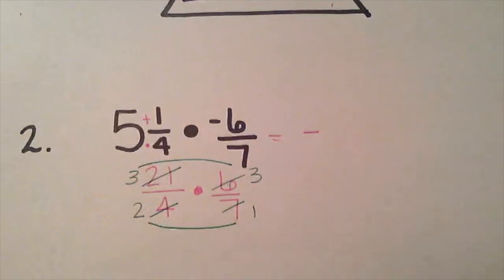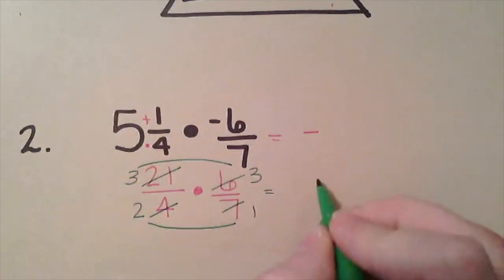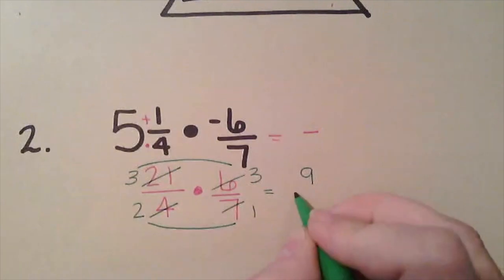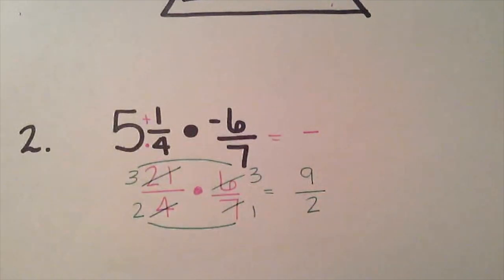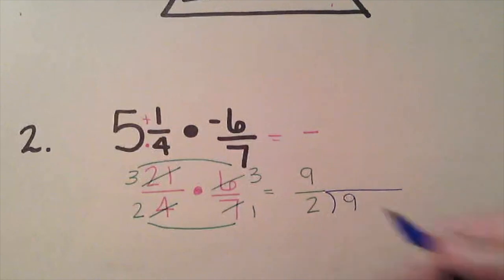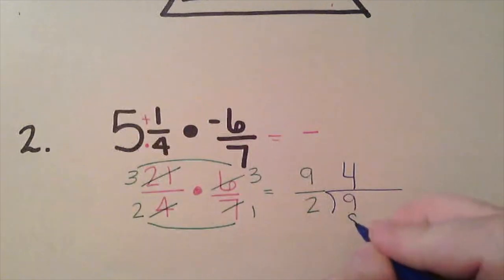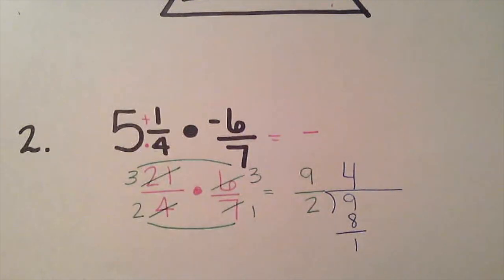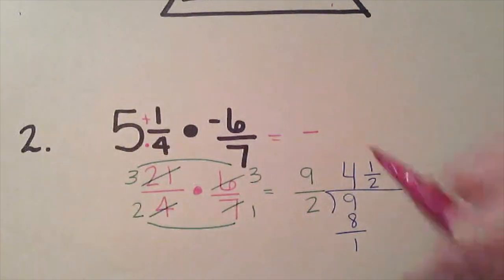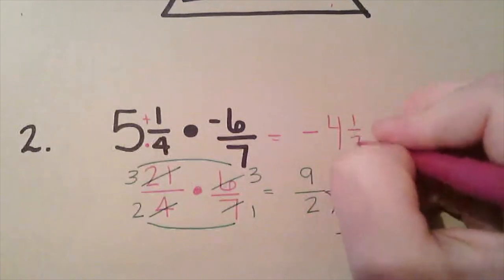Now all I have to do is multiply straight across. 3 times 3 is 9. 2 times 1 is 2. Well, I'm not happy with an improper fraction for my final answer. So I want to drop my 9 into the house and divide. 2 goes into 9 4 whole times. 4 times 2 is 8. When I do my subtraction, I get a remainder of 1. That 1 becomes my numerator, and the 2 stays the denominator. Now all I have to do is remember to put my final answer up here where I started it, negative 4 and 1/2.